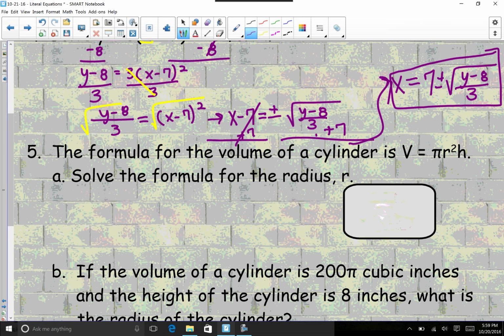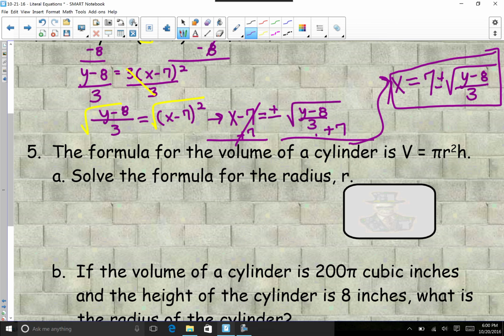All right, so now we have 3 more real quick. Number 5. The formula for the volume of a cylinder is V equals pi r squared h. Pi times the radius squared times the height. So solve for the radius r. So there's my r right there.